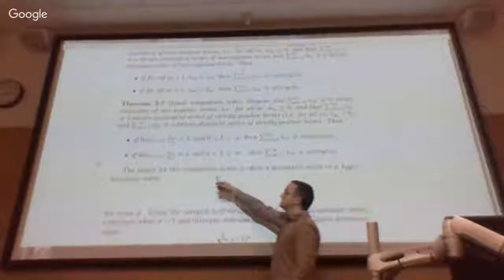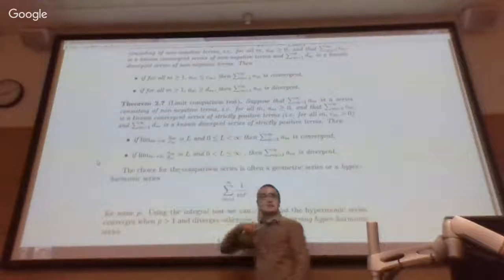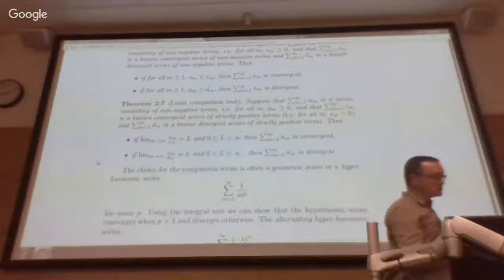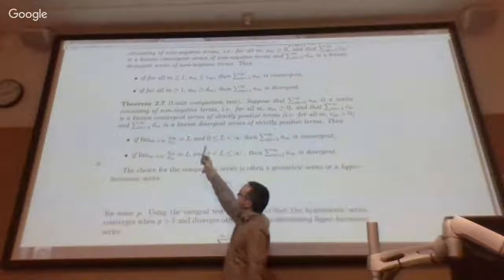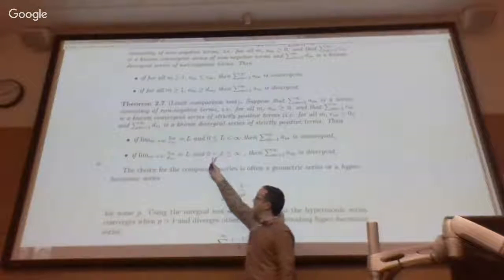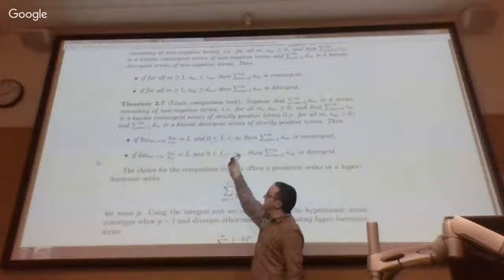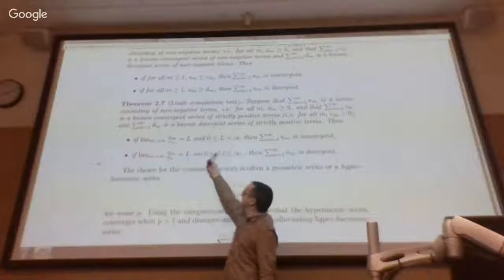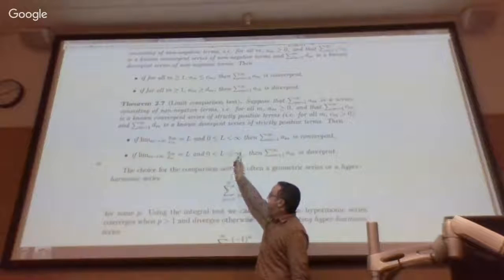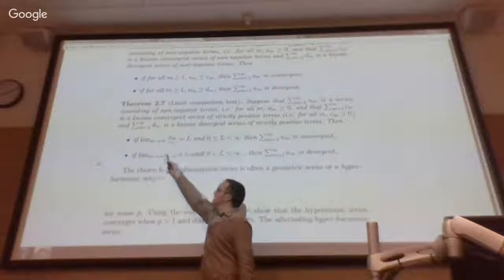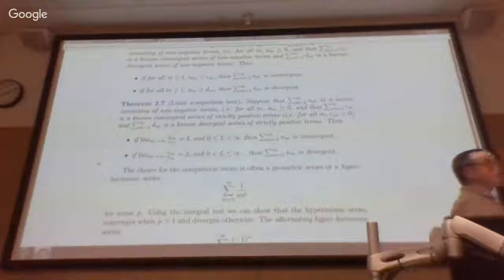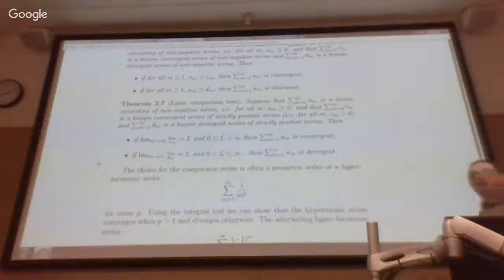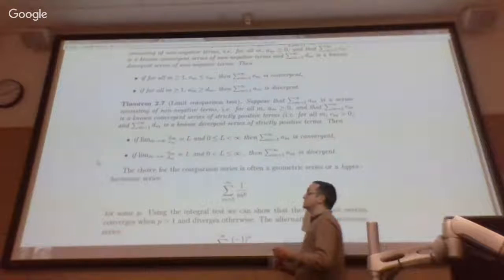Similarly, if the comparison term you're using is a divergent term, and the limit comes to a non-zero finite number, or indeed the limit doesn't exist at all because it's infinity, an unbounded increasing ratio, then the series we're looking at is divergent also. And the reasoning there is much the same.